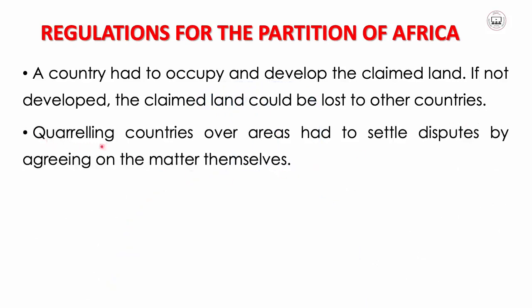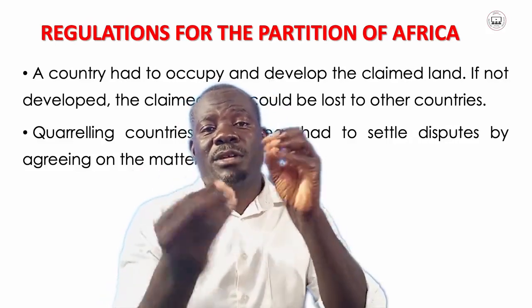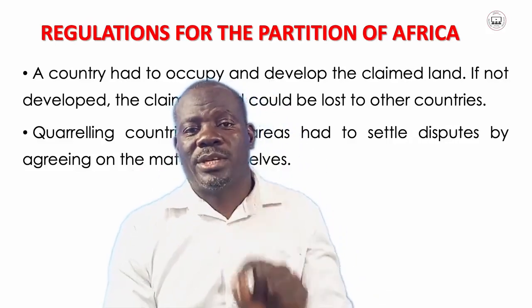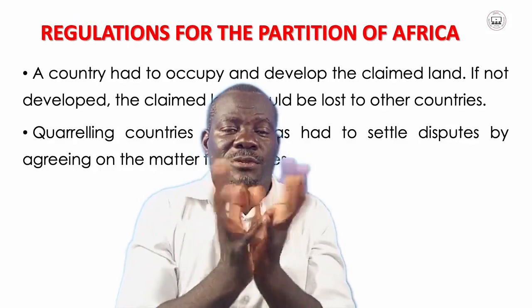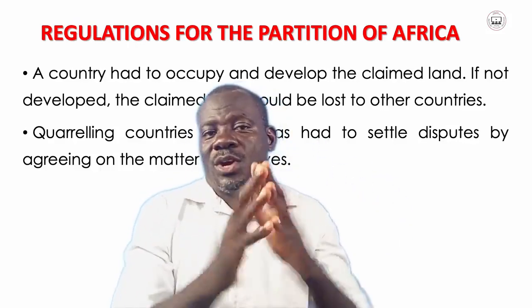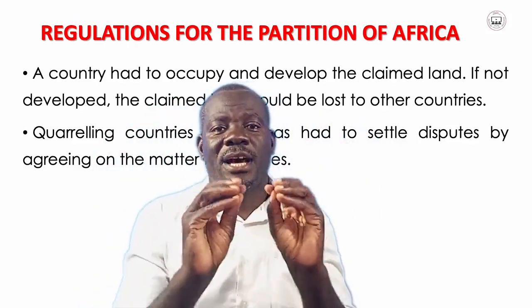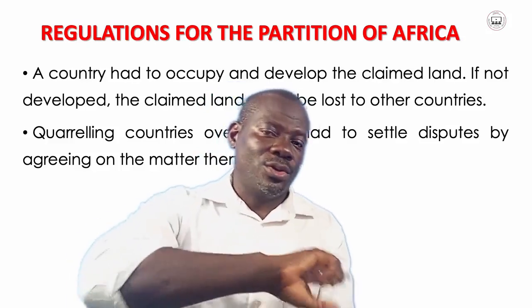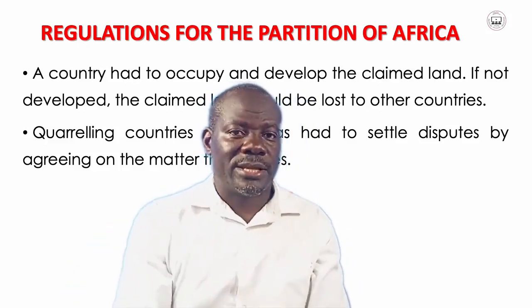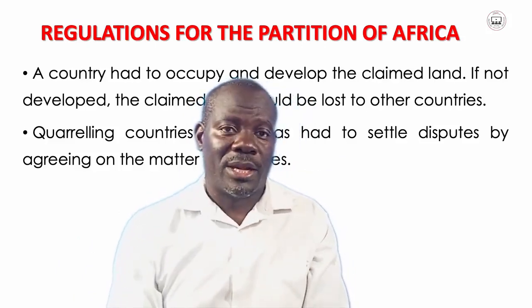Regulation number 2, quarreling countries over the areas had to settle disputes by agreeing on the matter themselves. So when two countries are scrambling for a single territory, they had to settle by themselves. They had to agree what they have to do by themselves, without involving other countries. So the two countries in conflict have to agree on one thing: you want this land, I also want this land, what do we do? So they have to settle on their own. So that is regulation number 2.